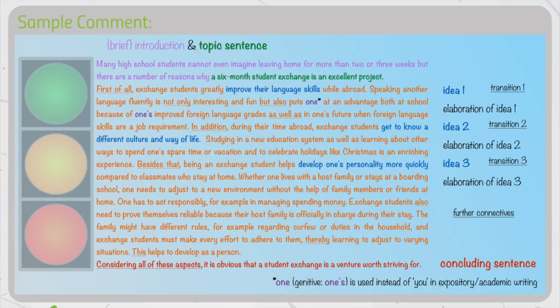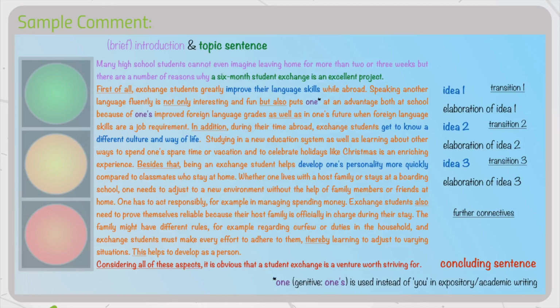The topic of this comment might be a familiar one: student exchanges. Most people agree that they're pretty awesome, so the topic sentence, the green traffic light, is not hard to come up with. In a formal comment, you just can't write "student exchanges are pretty awesome," because that is too colloquial, meaning that is how people speak in an everyday setting.